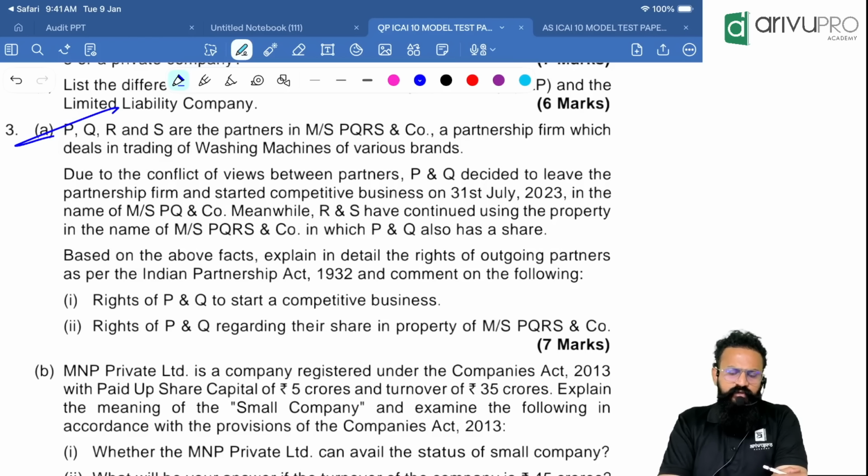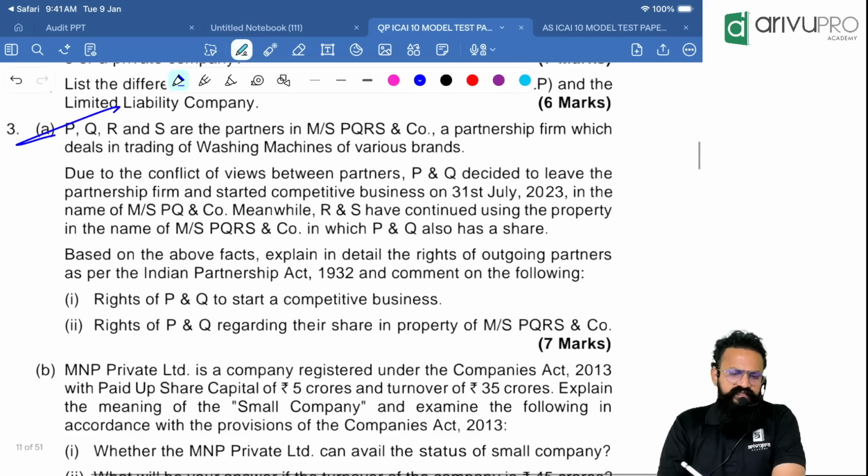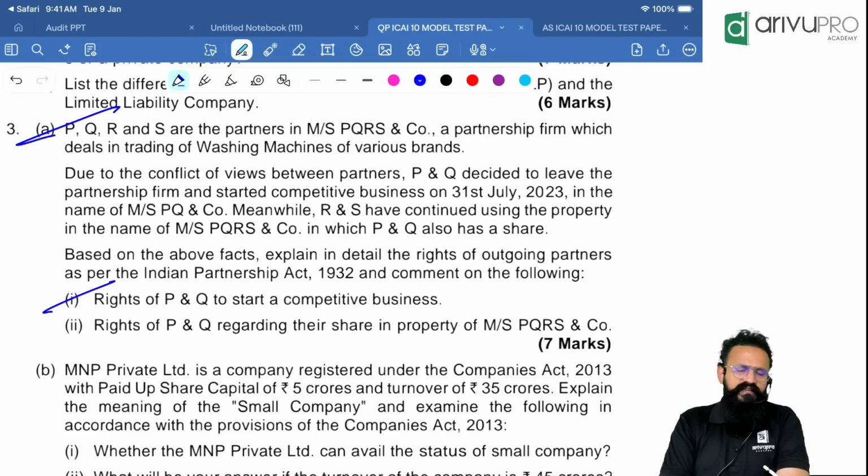Right of P and Q to start a competitive business. Can they start, people? Answer is yes. An outgoing partner can start a competitive business subject to the agreements. But you cannot use the firm's name going forward. After going out, you are not supposed to use the firm's name. But remember, people, can I continue a competitive business? Yes, if there is no restriction, why not? I can. There is no problem in that.